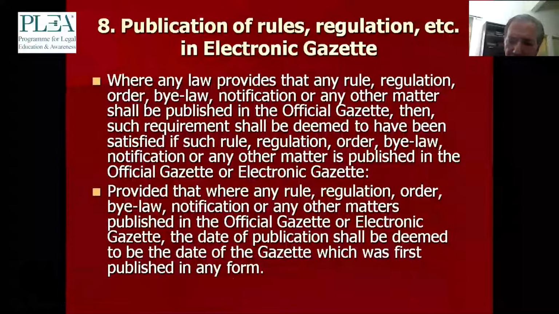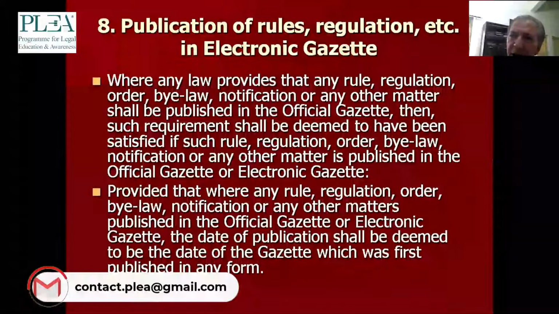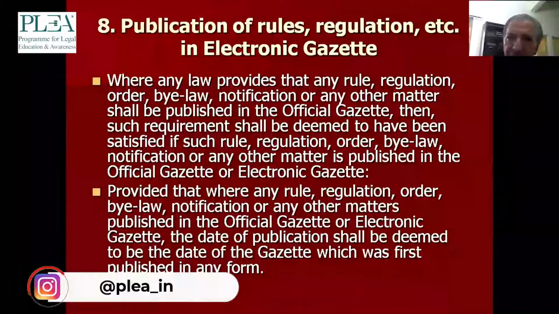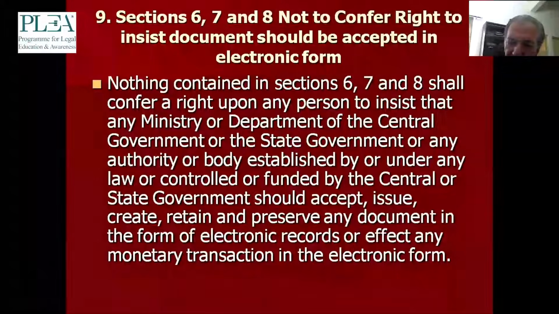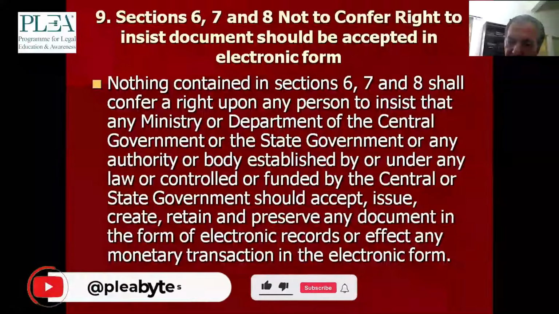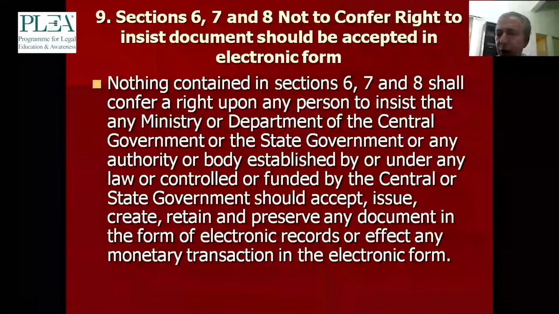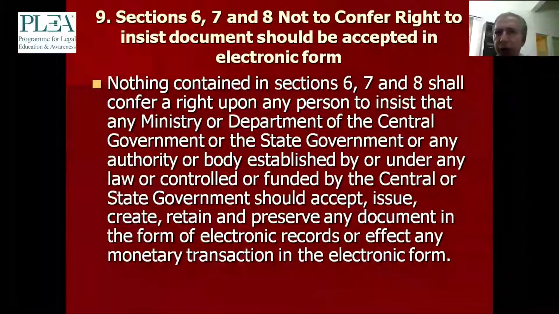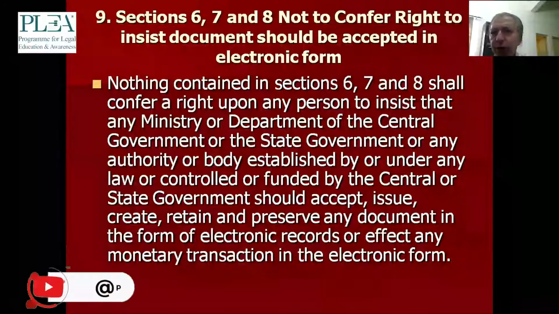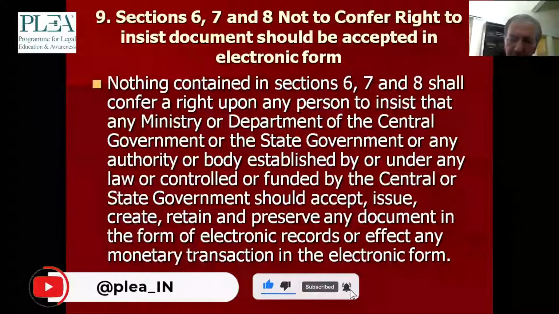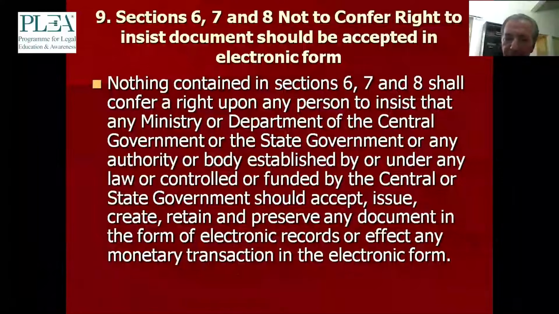Then there is 8, publication of rules, regulation, etc. in electronic gazettes. Section 8 says that all electronic gazettes are valid. So this is validity of electronic gazettes as per section 8. Section 9 says that sections 6 and 8 do not confer a right to insist that documents should be accepted in electronic form. See, citizens can't insist that government should do a particular thing in electronic form. So 9 says that it will be as per the resources of the government, and government may gradually computerize the processes. So citizens can't insist that a particular document should be accepted in electronic form.